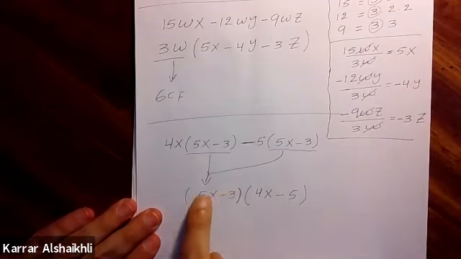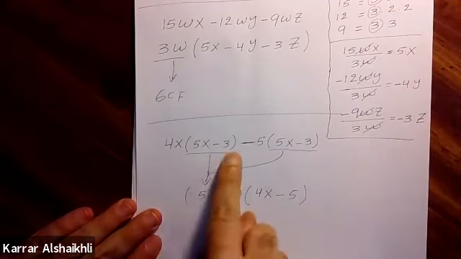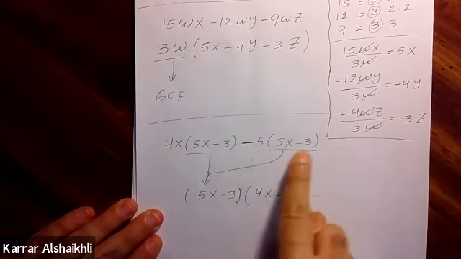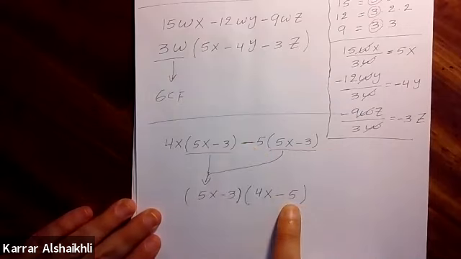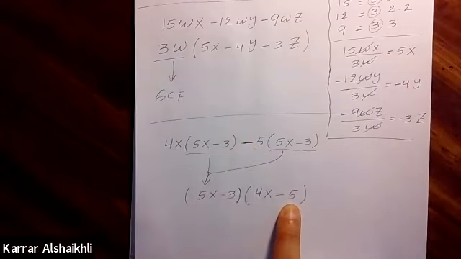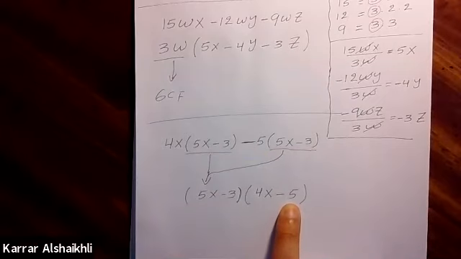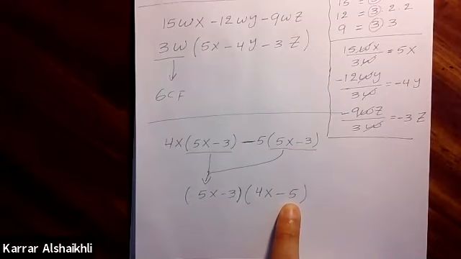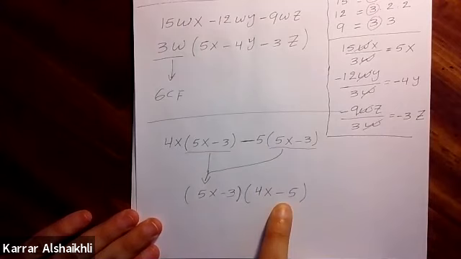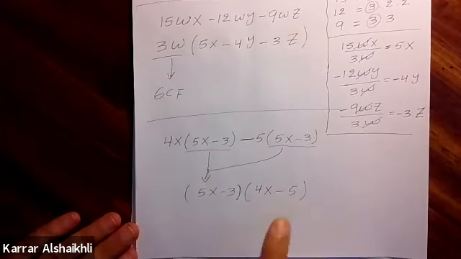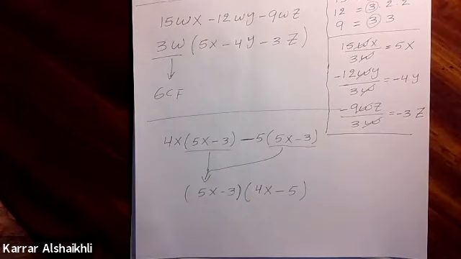This one exists here. What's the leftover on this part? The 4x. This one exists here. What's the leftover from this part? The minus 5. You see, I said negative 5, I said minus 5, it's the same thing. So don't confuse yourself by negative or minus. We're going to do 2 more examples on this one because this is really important for the next method.